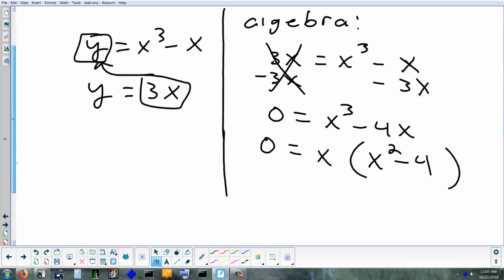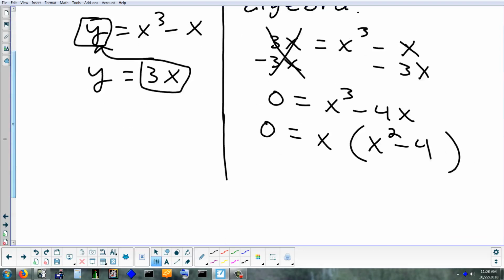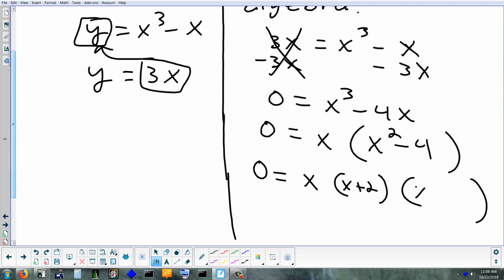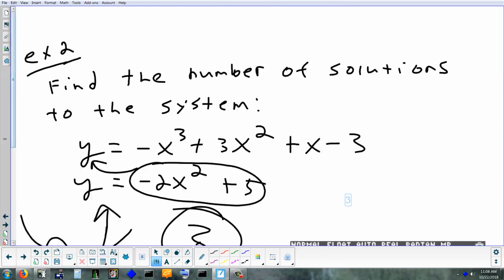And look what just happened. That's a difference of 2 squares. You can factor it again. How does x squared minus 4 factor? Yep. X plus 2, x minus 2. Yep. And now we have something times something equals 0, which means there's 3 different opportunities to make this 0, setting each factor equal to 0.